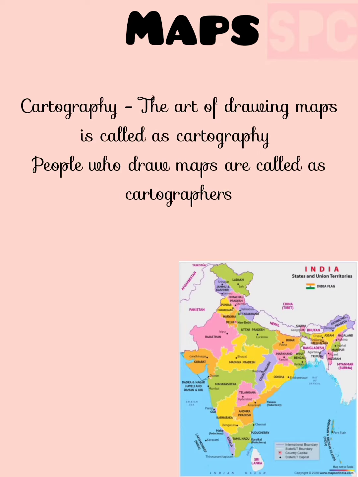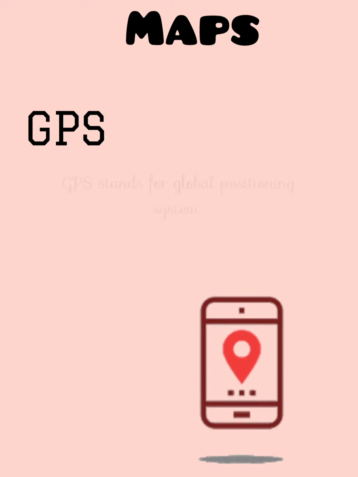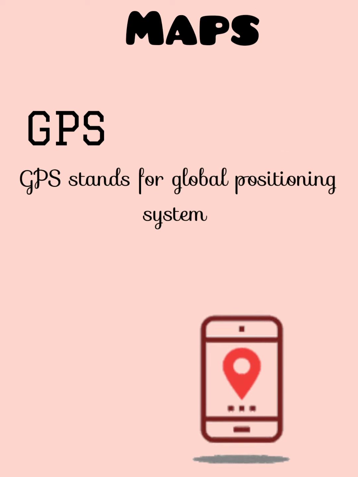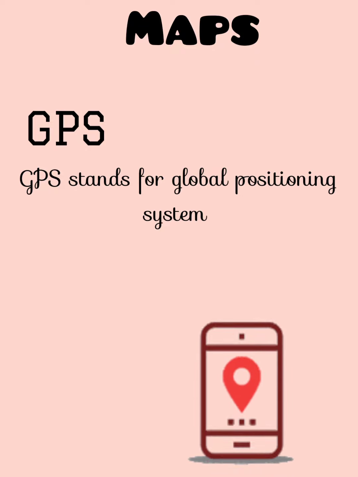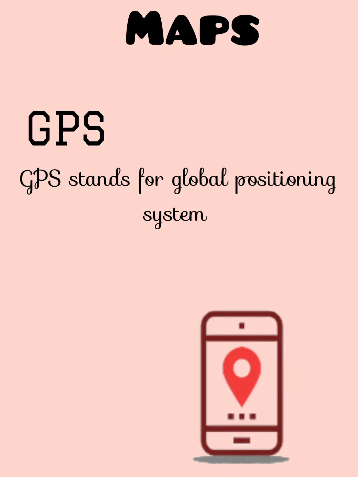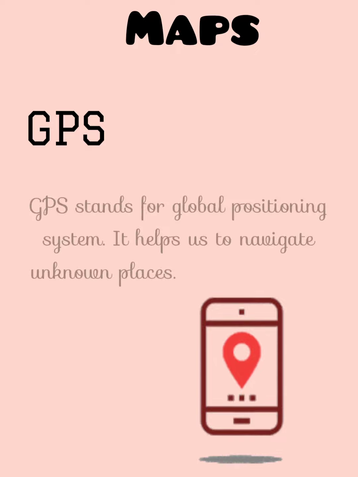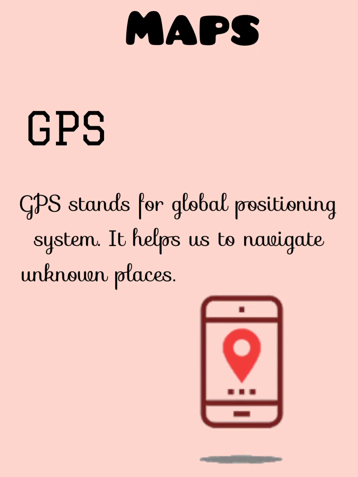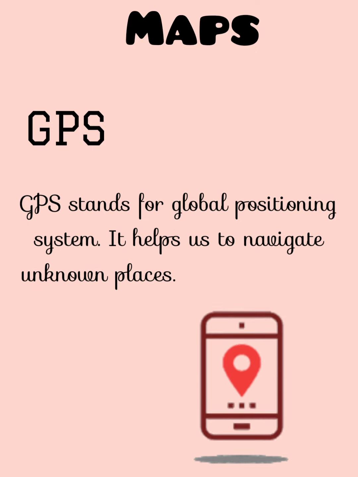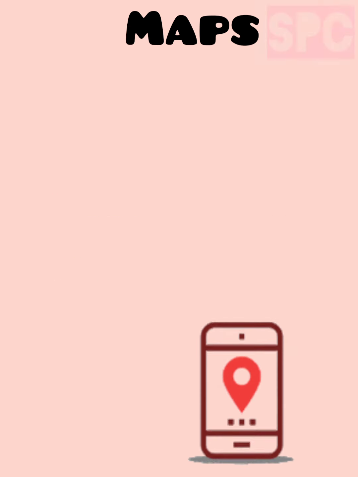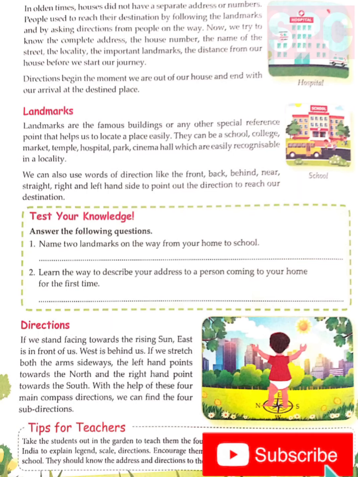Students, the art of drawing maps is called cartography, and the people who draw maps are called cartographers. These days, we all have smartphones, which have a GPS application inbuilt in them. GPS stands for Global Positioning System. It helps us to know the way to reach a particular destination using satellites. So students, this was all about the explanation of this chapter.